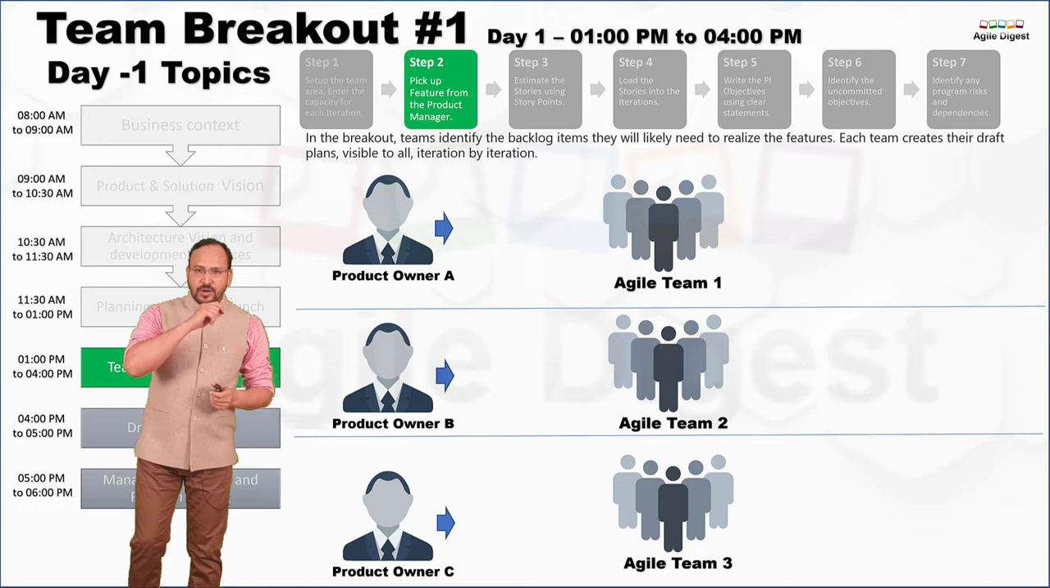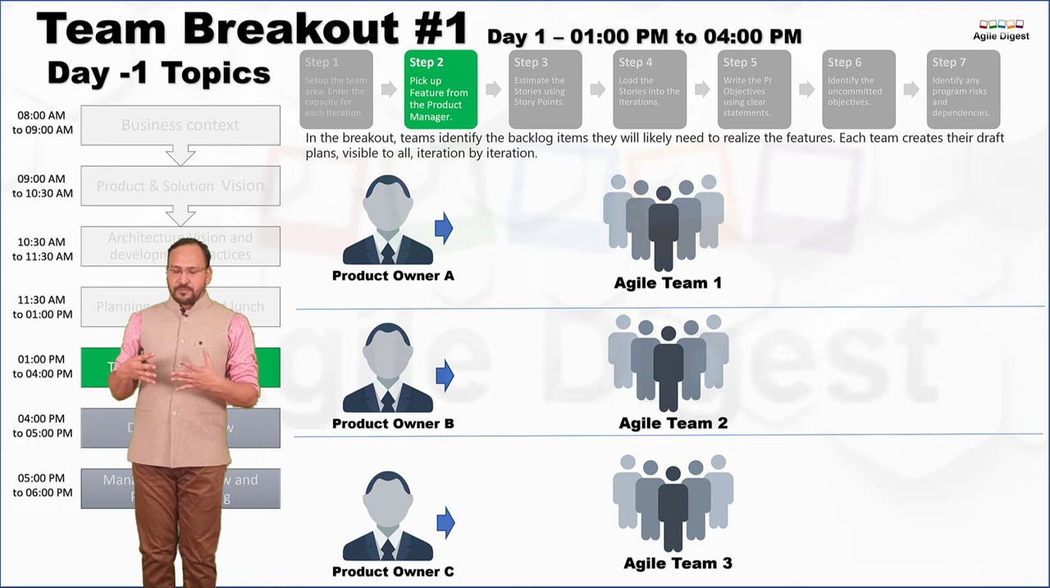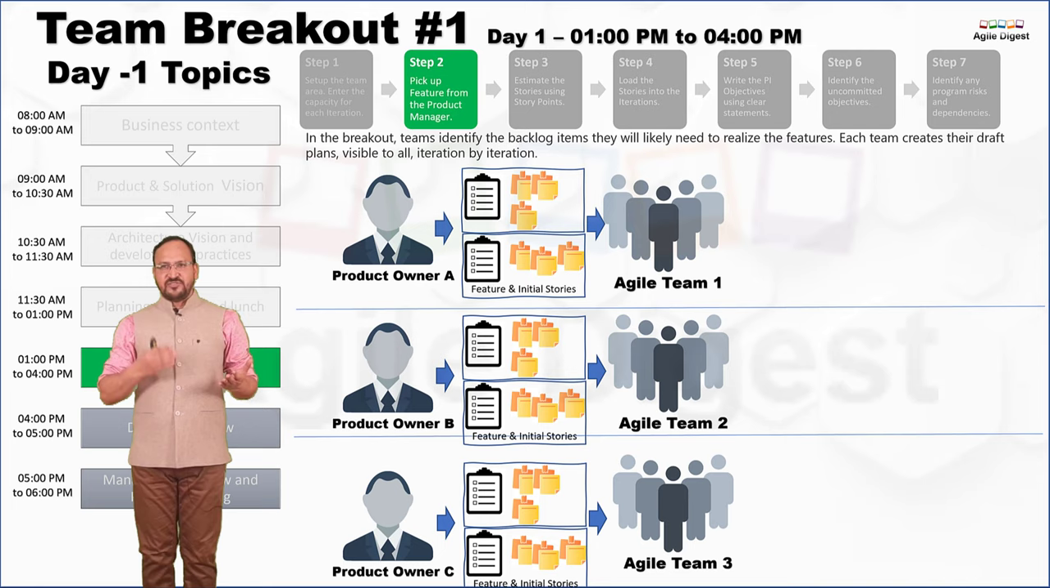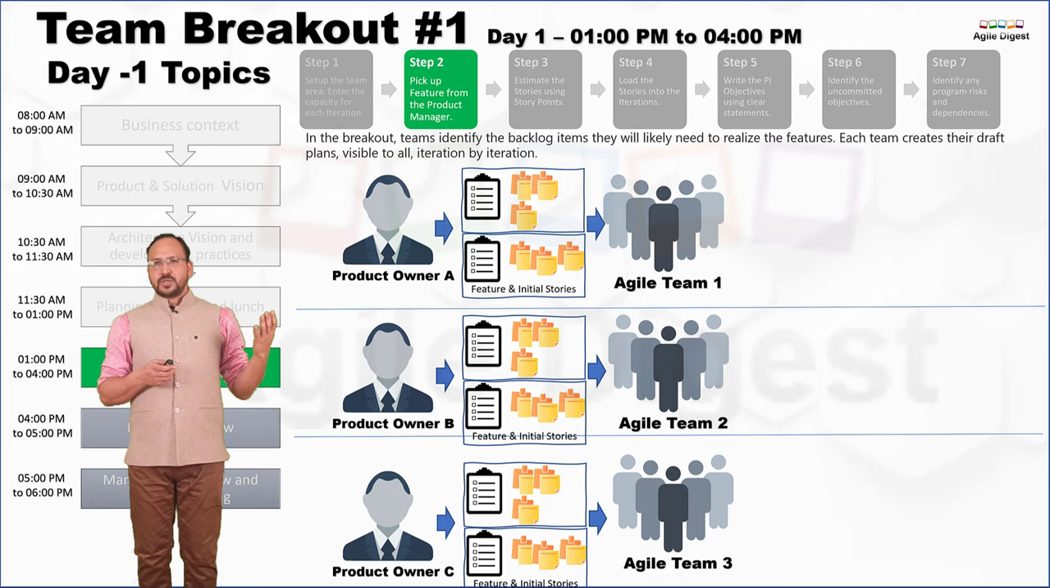The next point we'll talk about is picking up the features from the product manager. I know all the product owners have got some features from their product management, or they know what needs to be developed, and they will have some initial stories identified for each feature. So from this diagram, I can assume the black checklist is my features, and the yellow ones are the different stories under those features, and that will come to each product owner, as each product owner is working with one dedicated Scrum team over here.